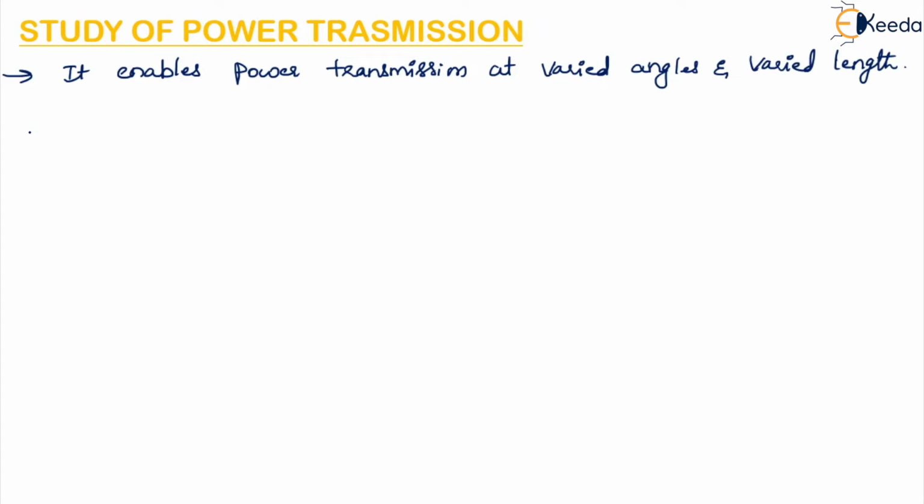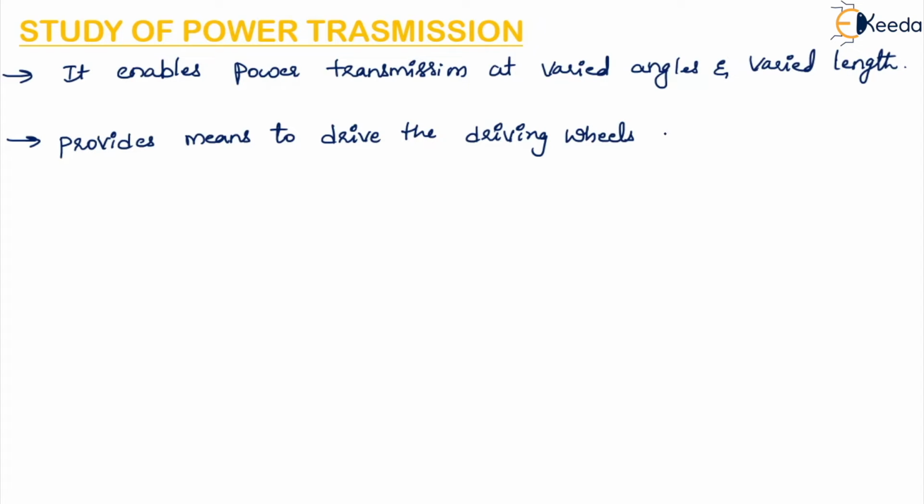They provide the means to drive the driving wheels at different speeds when required. So you can change the speed by controlling the power transmission.